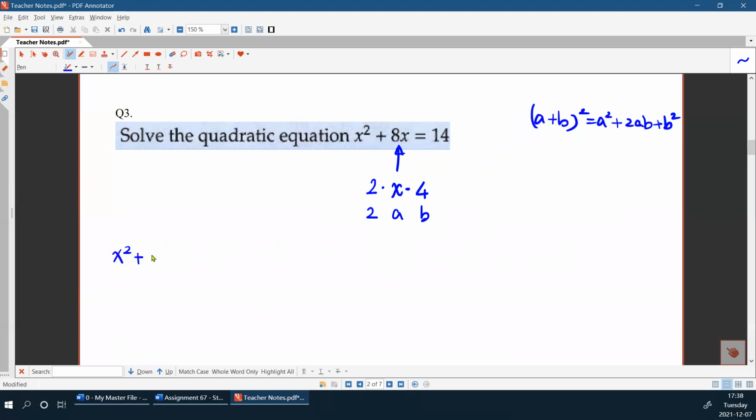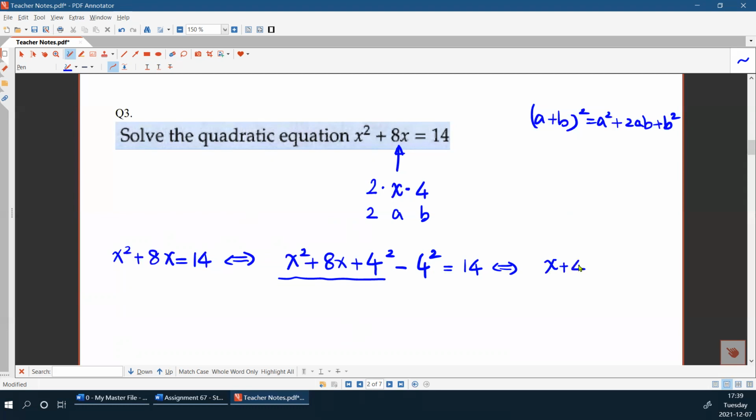So the original equation is x squared plus 8x equals 14. This is equivalent to, we need to add a term which is 4 squared, right? Because this is a squared plus 2ab plus b squared. Note there is no 4 squared in the original equation, so we need to subtract it. Then copy the rest of the equation here. For the first part, according to the formula, this is (x + 4) squared, right?